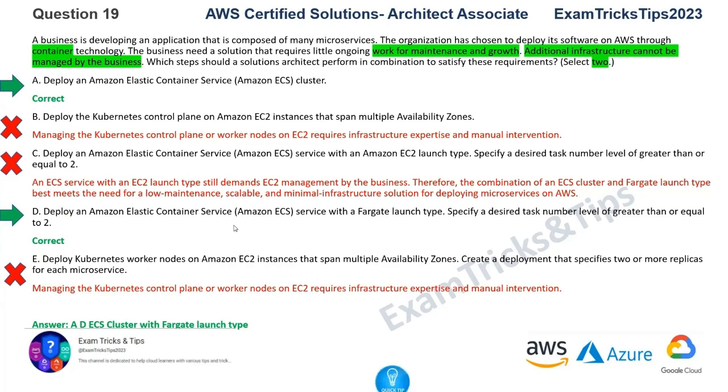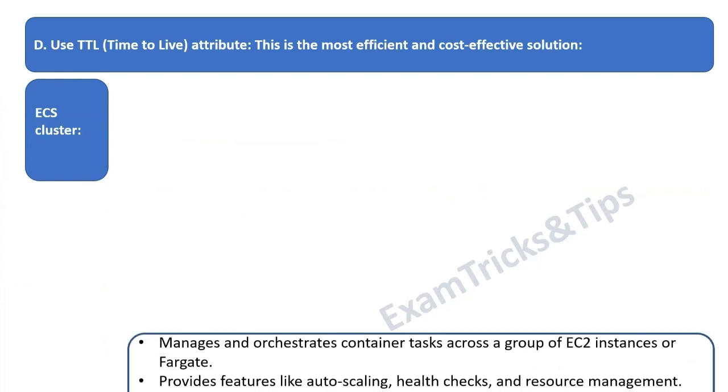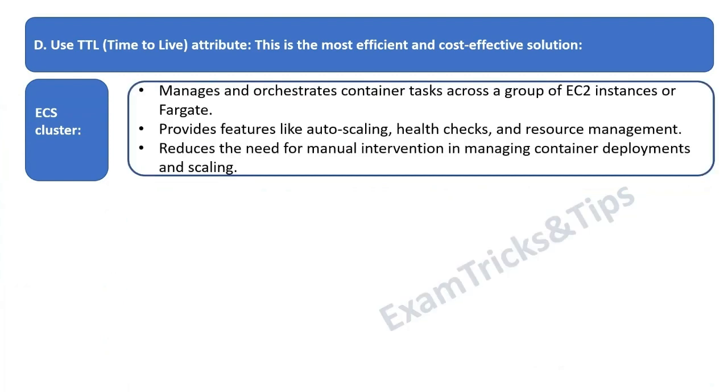Let's look at how good this option is in terms of its features. The ECS cluster manages and orchestrates container tasks across a group of EC2 instances or Fargate. It provides features like auto scaling, health checks, and resource management. It reduces the need for manual intervention in managing container deployments and scaling. So that's your ECS cluster, which was one part of the solution.